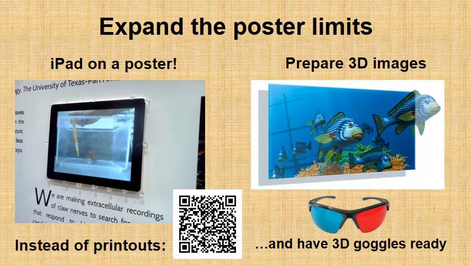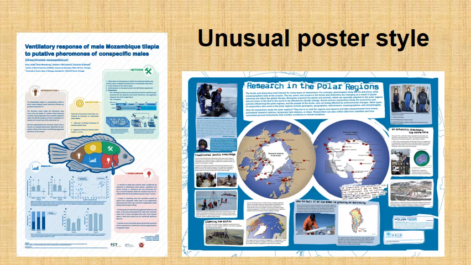You can also use 3D images. You can use them if this adds to explanation, for example, in geography or something, but you can also use them for fun, and have some 3D goggles ready for the audience to look at your graphs and data. You can also use an unusual poster style, but be careful. These are two examples of great posters that will attract everybody. But be careful with this, and always consult with your colleagues. What do they think about your creativity process?